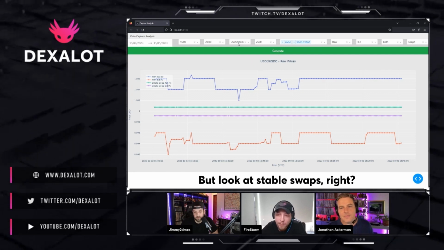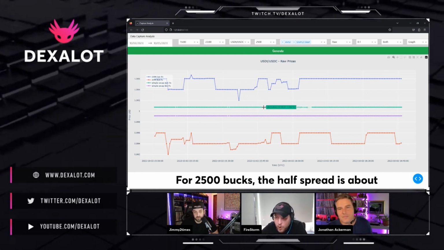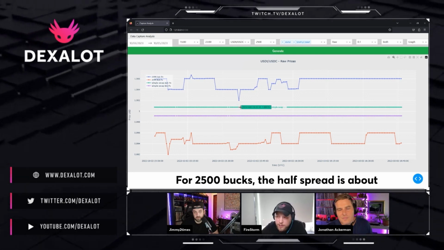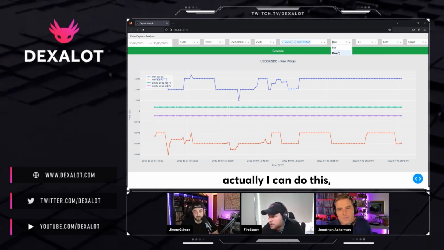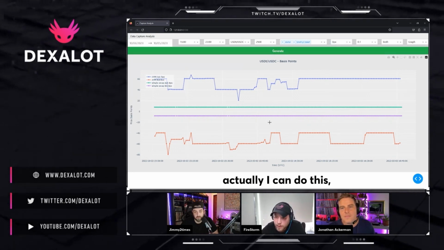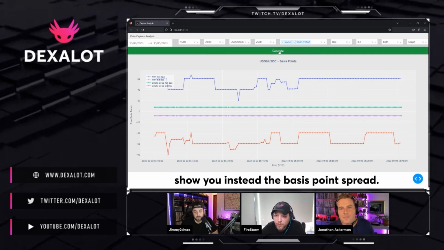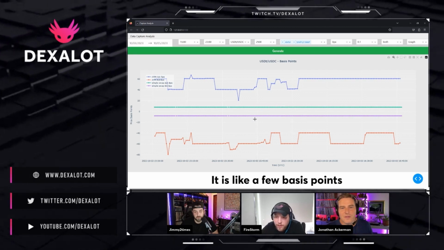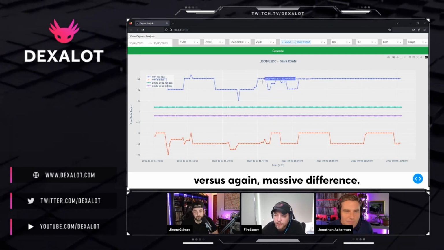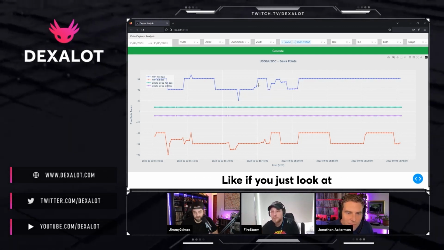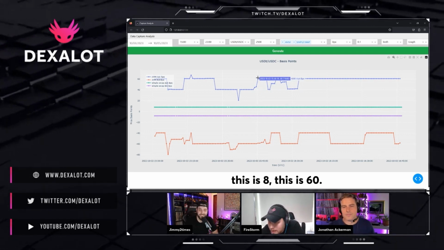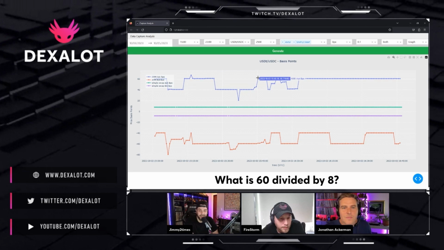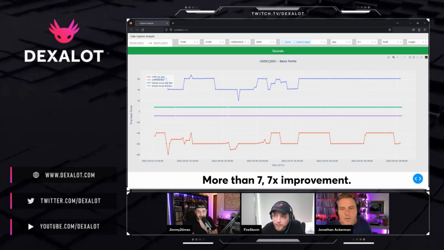But look at stable swaps, right? For $2,500, the half spread is about... Actually, I can do this. Show you instead the basis point spread. Yep, there we go. It is like a few basis points versus, again, massive difference. Like if you just look, this is 8, this is 60. What is 60 divided by 8? More than 7. 7x improvement, right?